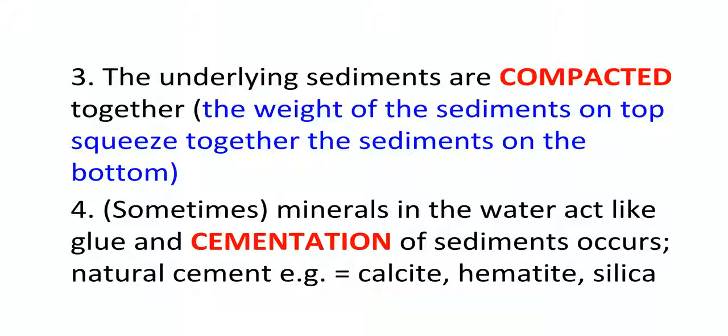Step number 4 doesn't always happen, but it is pretty typical. And that's that the particles, sediments, are cemented together, or cementation occurs. This happens because there's natural glues or cements that are dissolved in water. And so when you squeeze that water out, those cements are left behind and glue the particles together.